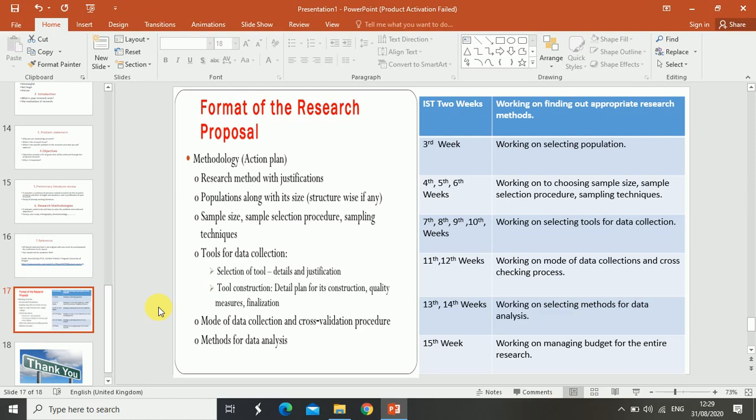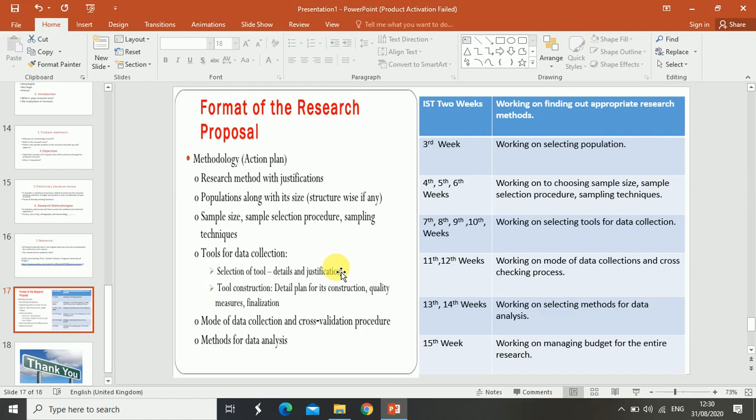And while making an action plan, if I happen to be a master's student or researcher, then I will follow these steps. The first 2 weeks I work on finding the appropriate research methods. Then the third week I work on selecting the population, and then the fourth, fifth, and sixth weeks I work on choosing sample size, sample selection procedure, and sampling techniques. In the seventh, eighth, ninth, and 10th weeks, I work on selecting tools for data collection. Tools are very important; they shape your research. In the 11th and 12th weeks, I work on the mode of data collection and the cross-checking process.